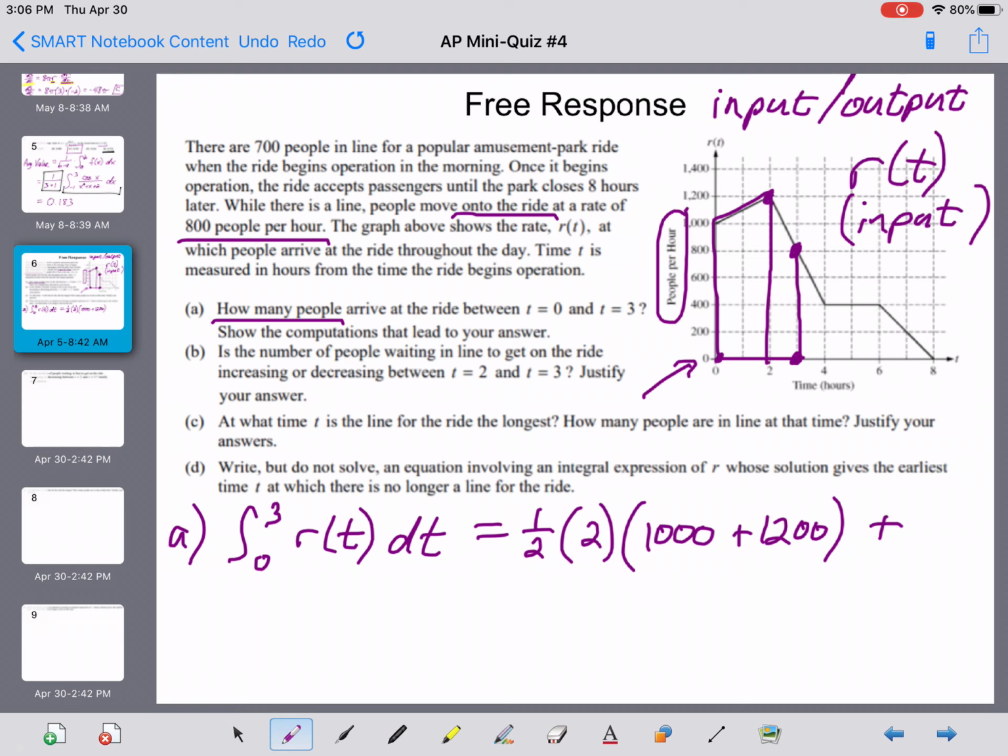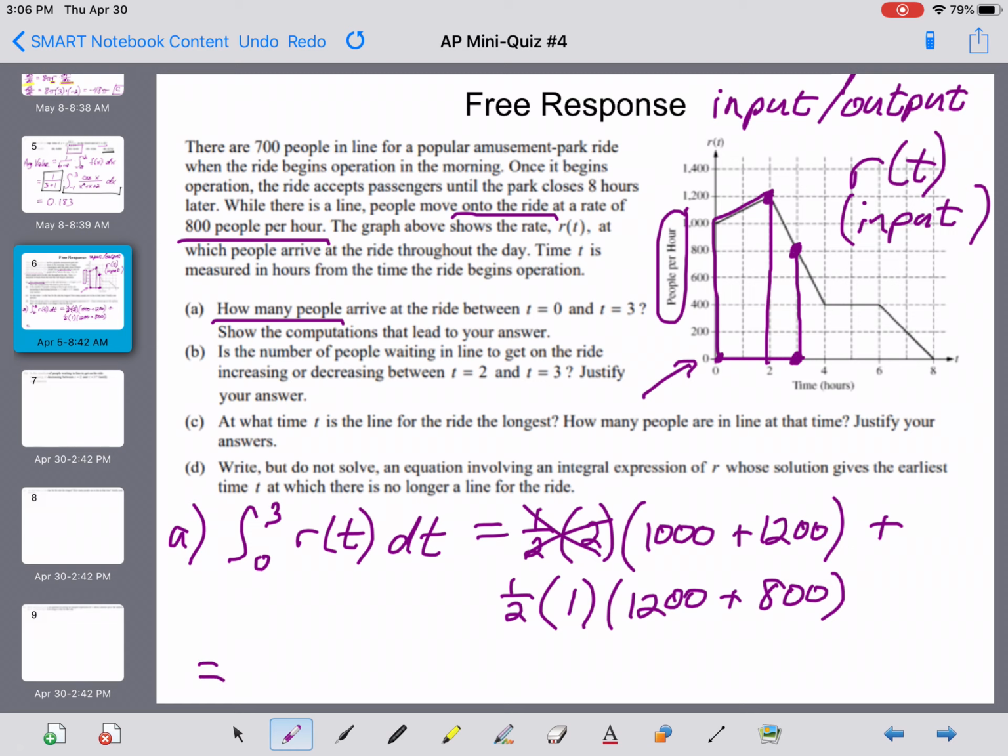And then we would add to that the area of the second trapezoid. That would be 1/2. Here your height would just be 1, and your 2 bases right there would be a 1,200 at the beginning at t equals 2, and then dropping down to an 800 at t equals 3. So the 1/2 and the 2 here just cancel out.